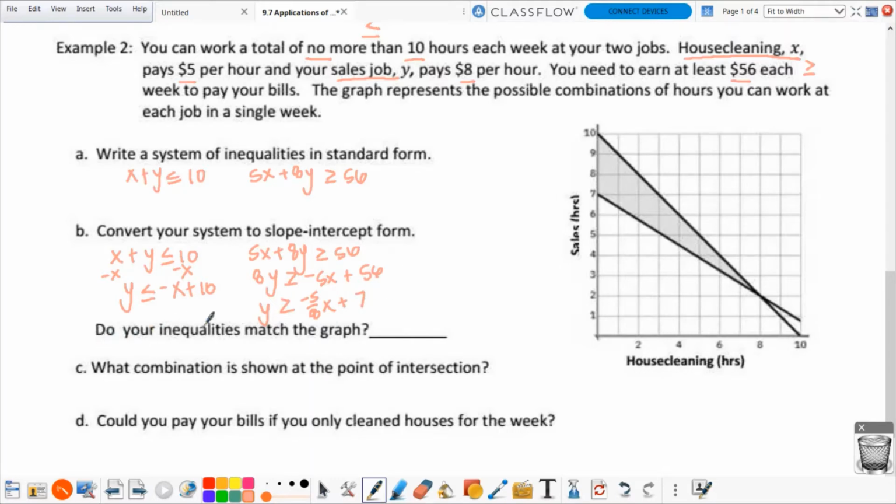So the question says, do your inequalities match the graph? Well, let's find out. We know that this is our slope, that this is our y-intercept and our x value is our slope. So we should have a y-intercept of 10, which we do, and a slope of negative 1. So notice we go down 1 over 1, down 1 over 1. So that was correct.